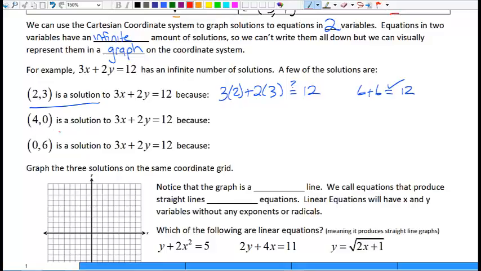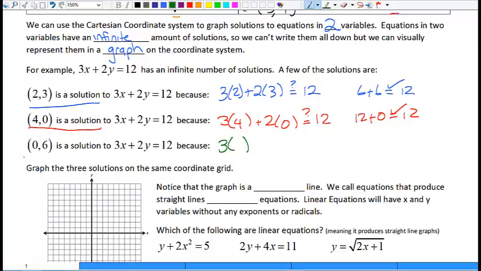The next one says (4, 0) is a solution. Well, why? When I substitute 4 in for x, and when I substitute 0 in for y, does that truly equal the right-hand side, which is 12? Well, let's find out. 12 plus 0. Yep, truly does equal 12. So (4, 0) is truly a solution. Let's do one more.